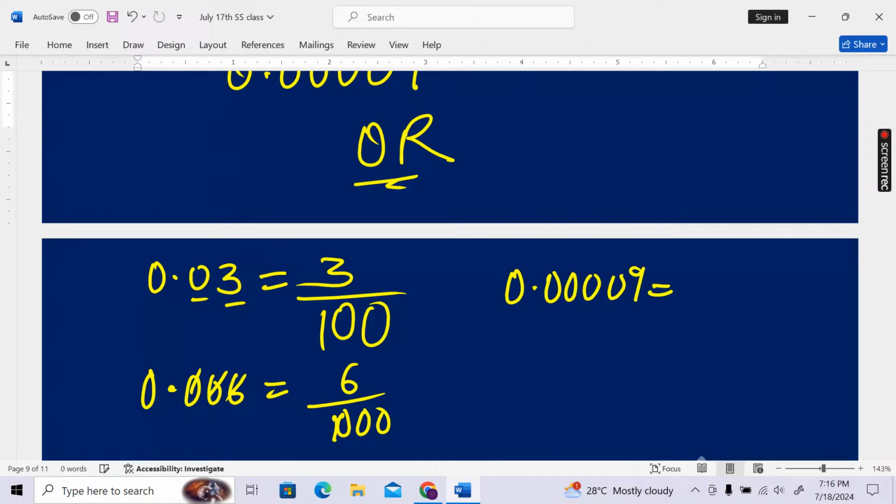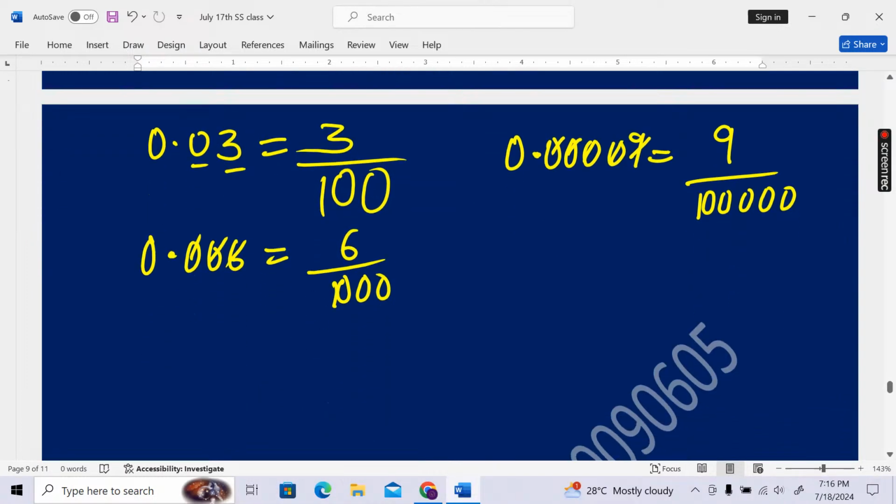Now let us also change 0.00009 to fraction. So let's write all these as a whole number. That will be 9 divided by, immediately after the decimal point, count all the digits. I'm not saying count the zeros. I said count all the digits. So that will be 1, 2, 3, 4, 5. Come to the denominator and form your powers of 10 with that. 1, 2, 3, 4, 5. So that is 100,000. So we have changed everything to fraction.